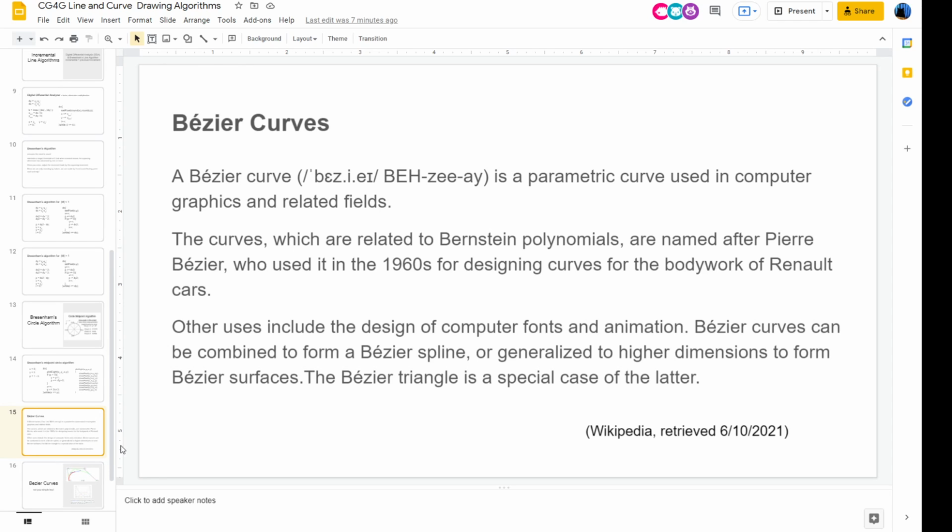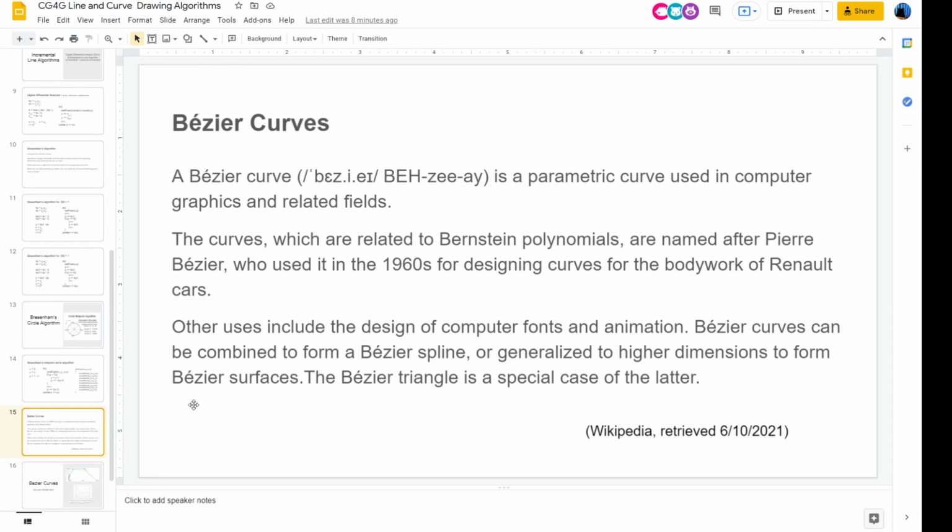So it all came out of automotive design. Since then, it's been used for all sorts of things: computer fonts, animation, even motion curves. If you want things to move along a certain path and you want to come close to something and then avoid it, because it's trying to hit certain things but not actually touch them, perhaps. You can combine them into splines, generalizing to higher dimensions to form surfaces. So you see sometimes cool parametric surfaces, terrain generation, all that sort of stuff. A lot of that is based on the same kind of parametric curve generation.